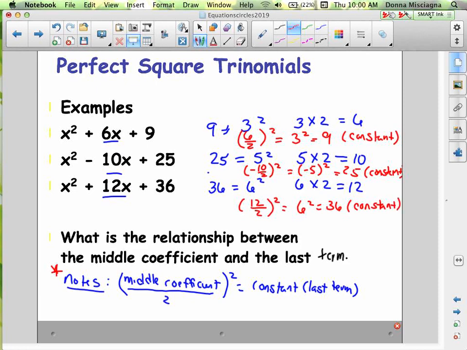All right, so that's how we're going to find our missing term, because there's a 9, a 25, a 36, they're not going to be there, right? We're going to have to find those, and it's simply as easy as dividing by 2 and squaring.